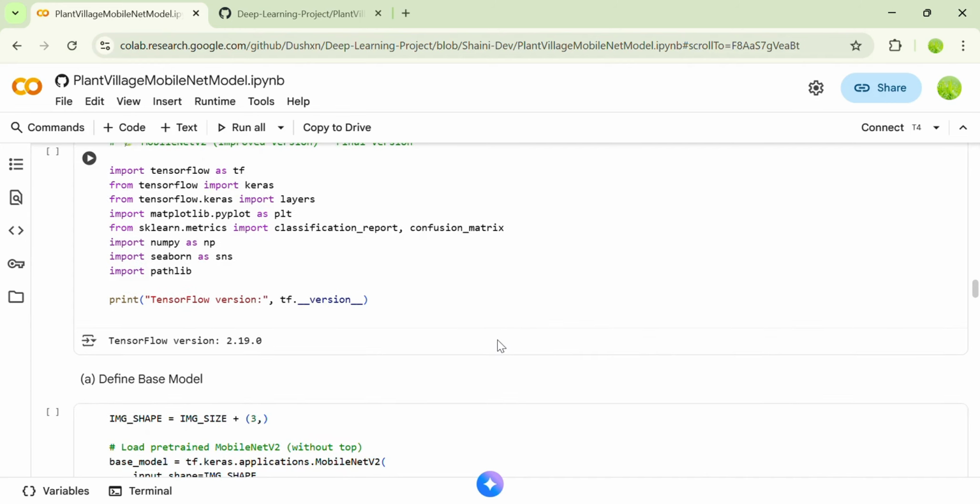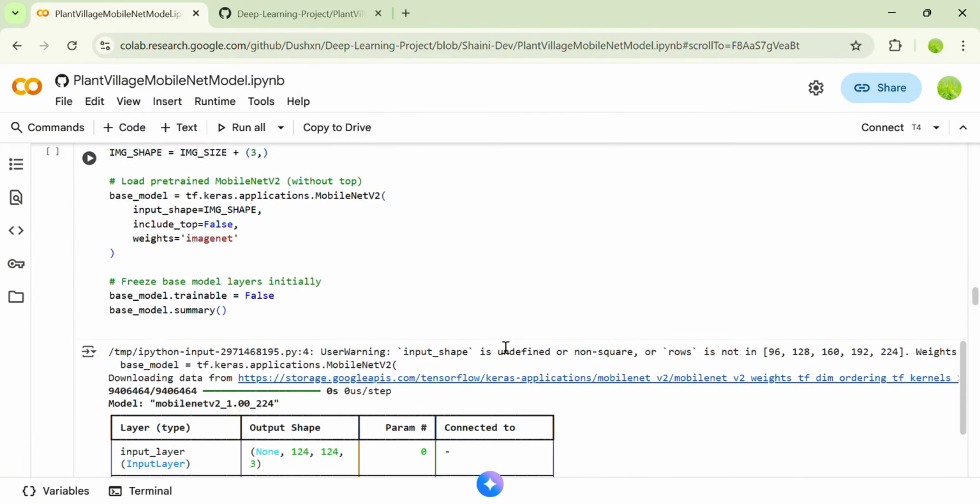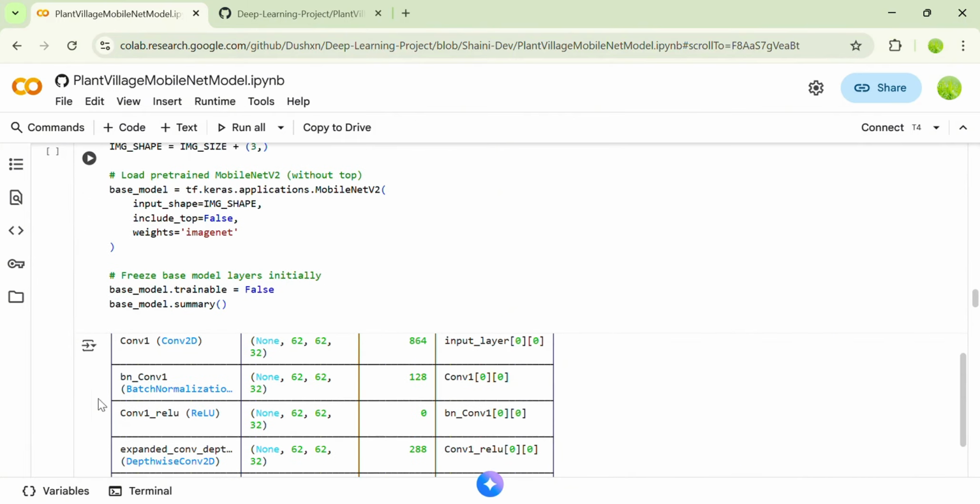Today I'm going to present how the MobileNet V2 model works for detecting diseases on plant leaves. In this, we define the MobileNet model. I load the MobileNet V2 without the top layers and freeze its weights to preserve pretrained features. This forms the base of the model.